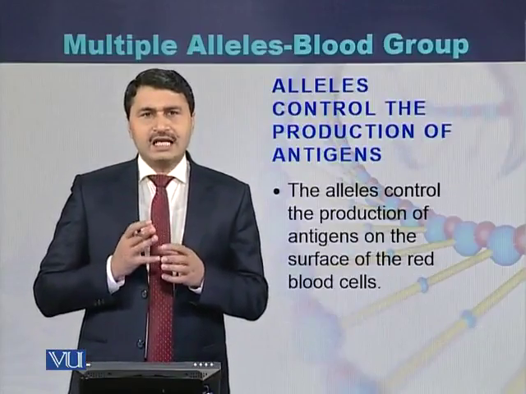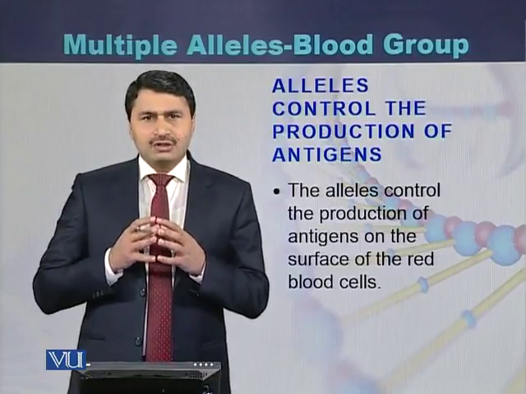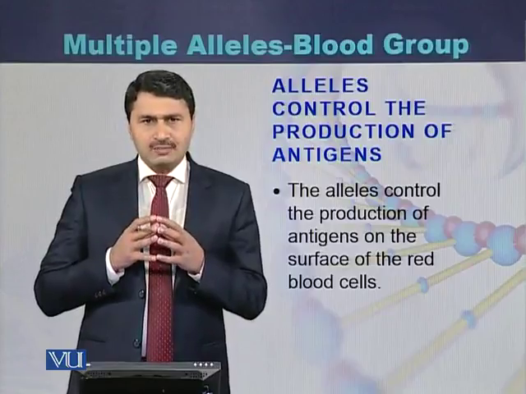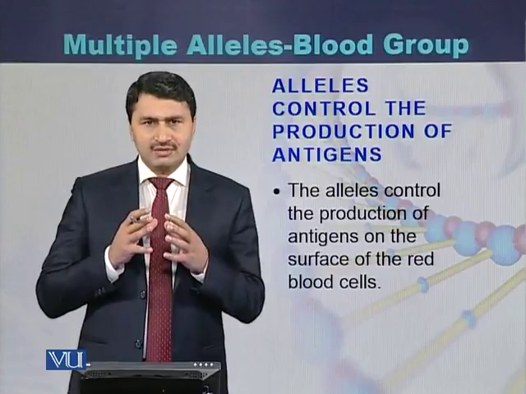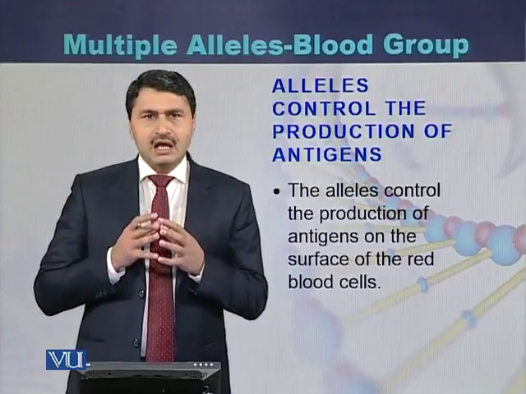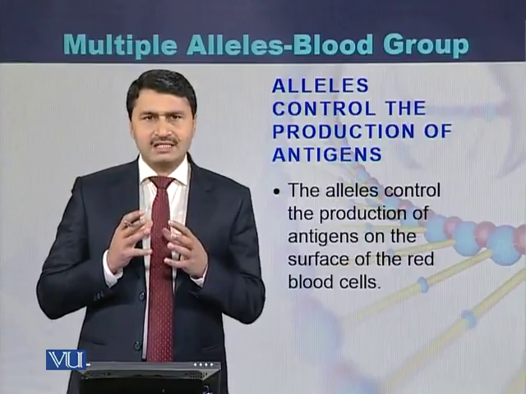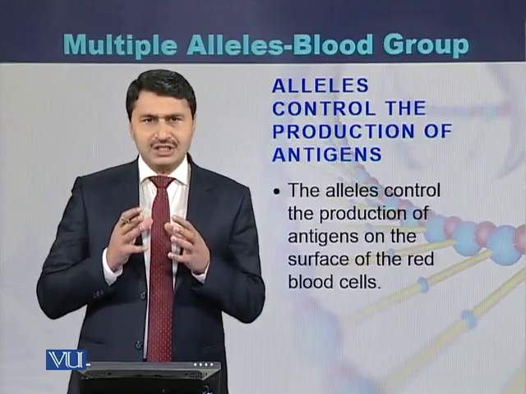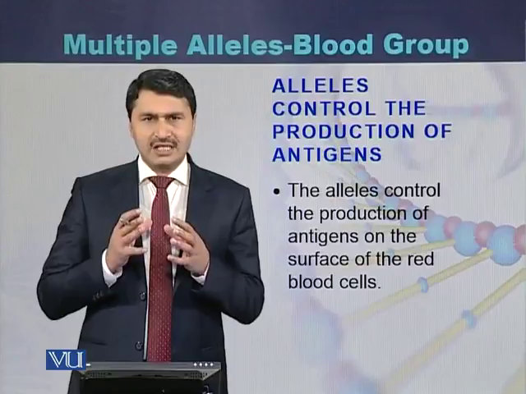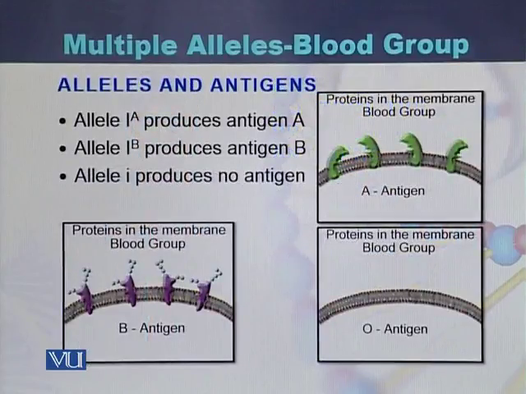These alleles, allele A, allele B and allele I, are responsible for the production of the antigens which are present on the surface of the red blood cells. Our blood has 3 types of cells: red blood cells, white blood cells and platelets. These alleles generate antigens, and those antigens are present on the surface of the red blood cells. So here we can see the alleles and the antigens.